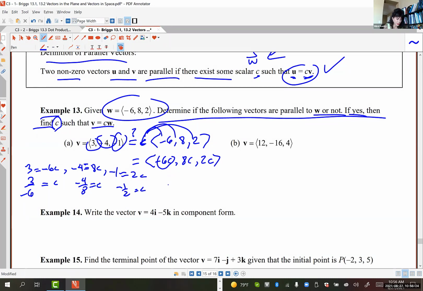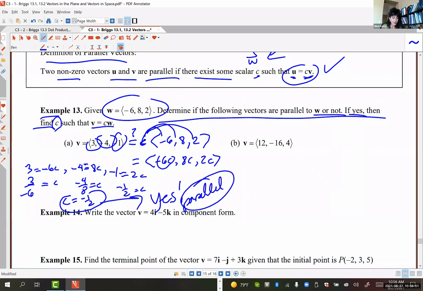and then of course you can reduce, do all of these C's look like they are equivalent? Yeah. So does that mean we have a parallel vector on our hands? Yes, parallel. And we're done with letter A. Great. What about letter B?